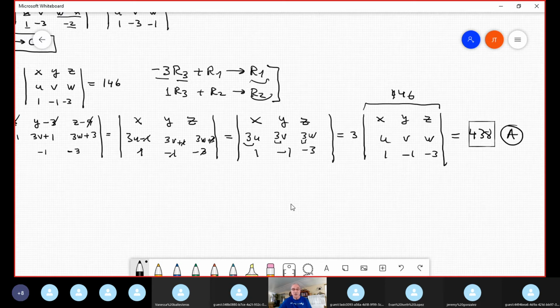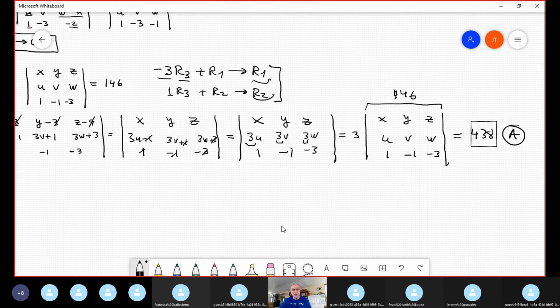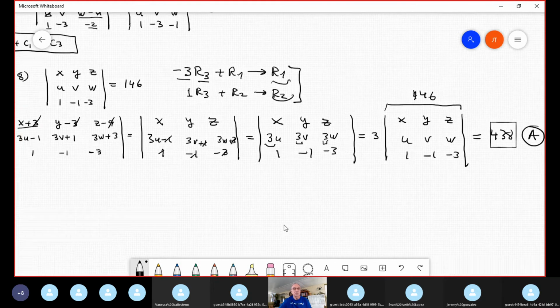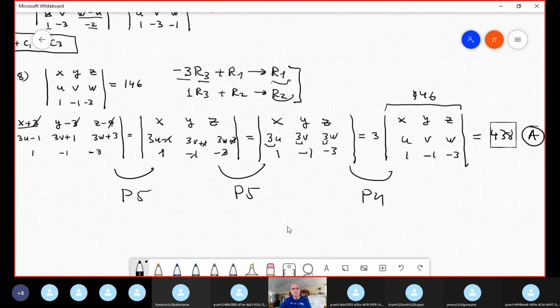So basically, you apply property number 5 two times. Property 5, again property 5, and property 4 in the last step. Any question?